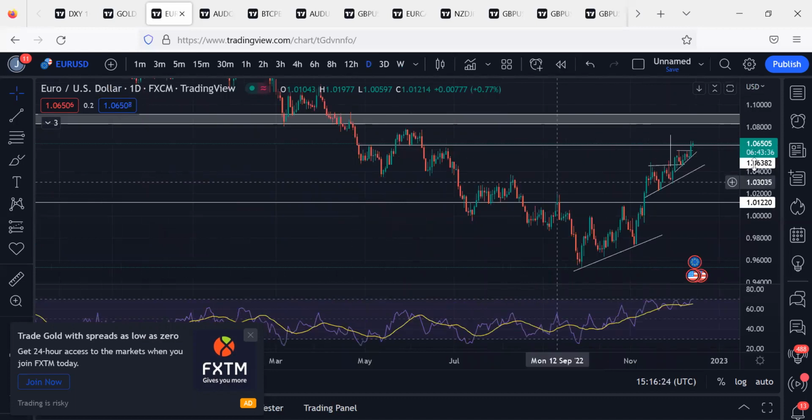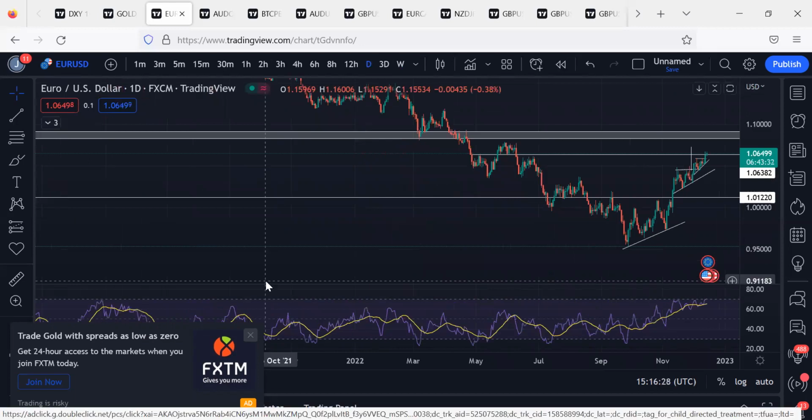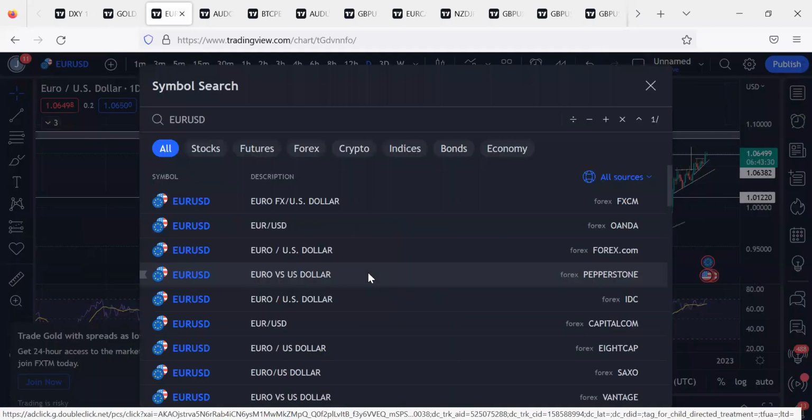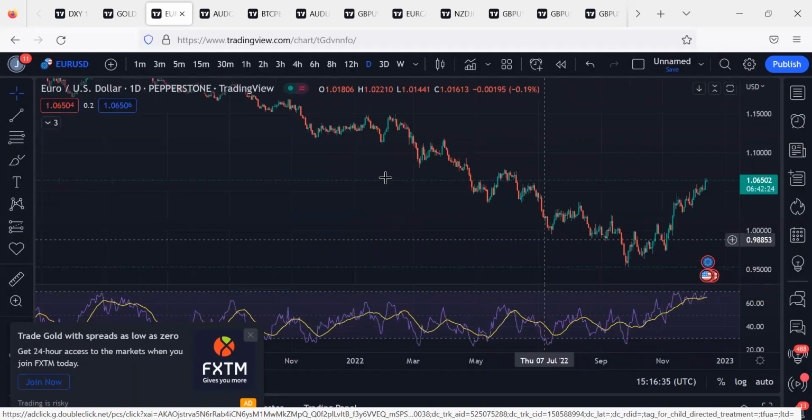Same thing on gold. So I might just find that chart so that I will not touch what I've been doing for some time now. So let me find that chart. Okay, I'm on that chart right now.